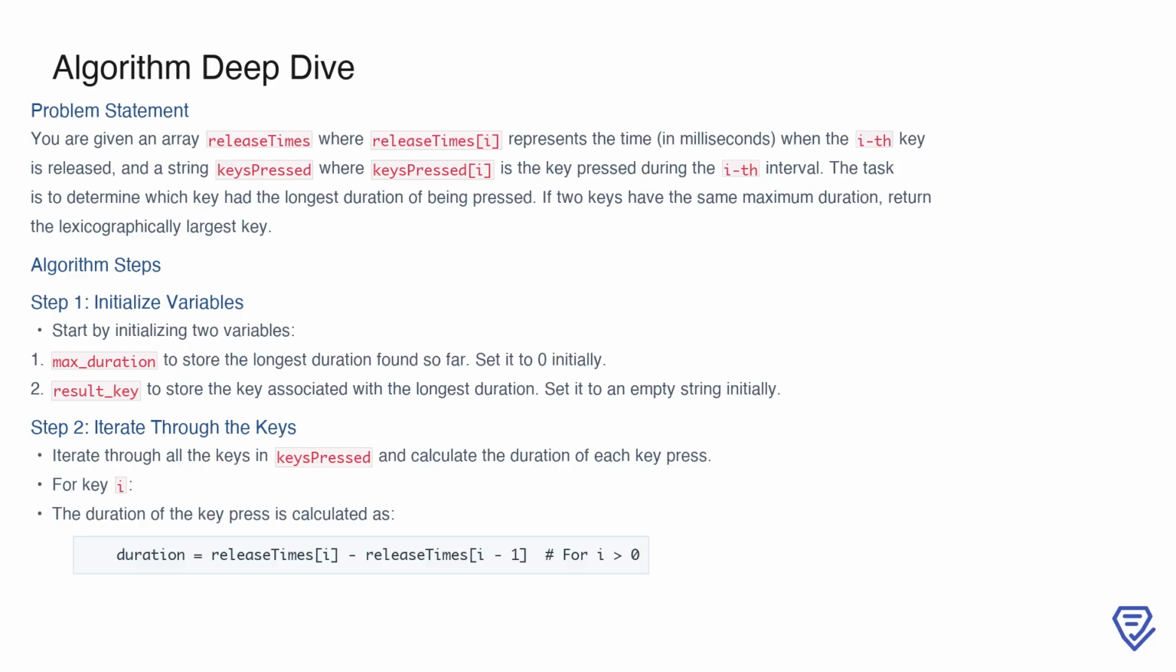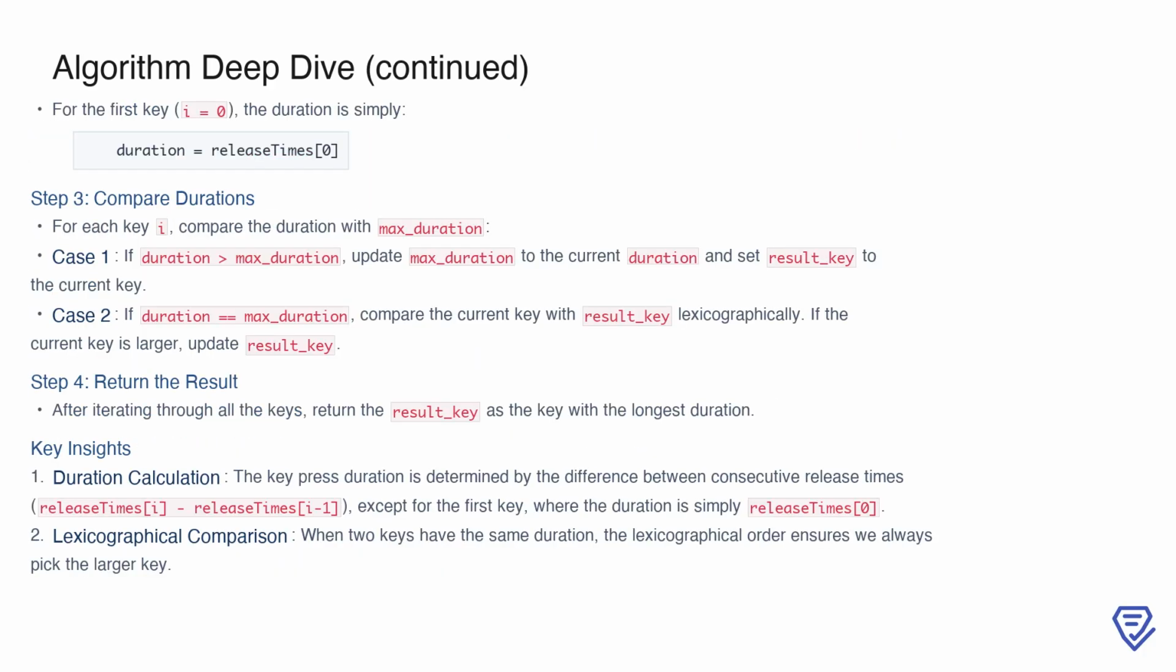To begin, we initialize two variables, max_duration, which will keep track of the longest duration encountered, starting with a value of 0, and result_key, which will store the corresponding key, starting as an empty string. Next, we iterate through the keys in keys pressed to compute their durations. For any key at index i, the duration is calculated as the difference between the release time at i and the release time at i-1, provided i is greater than 0. For the very first key, when i equals 0, the duration is simply the release time at index 0, as there is no prior key pressed to compare with.